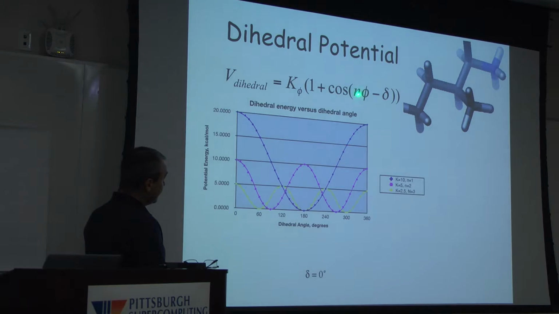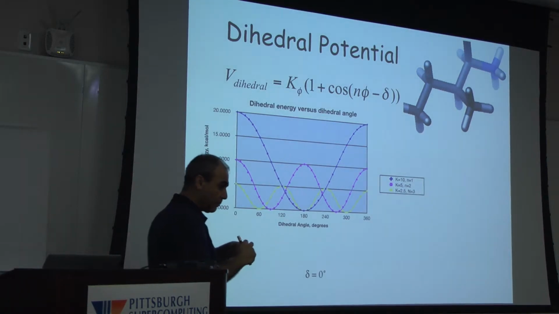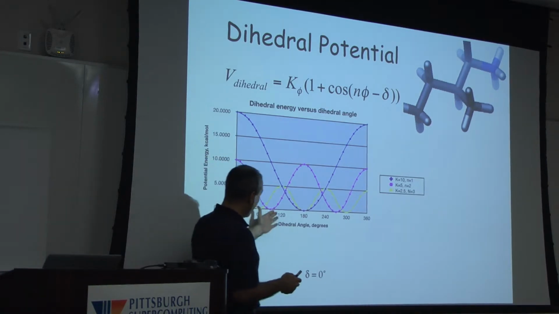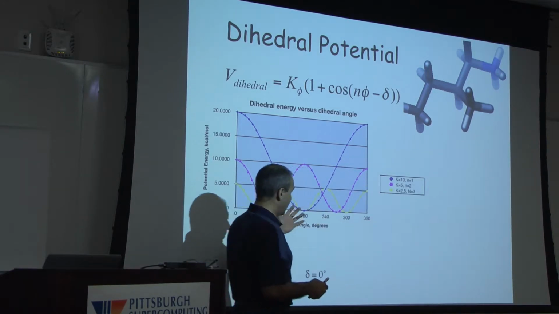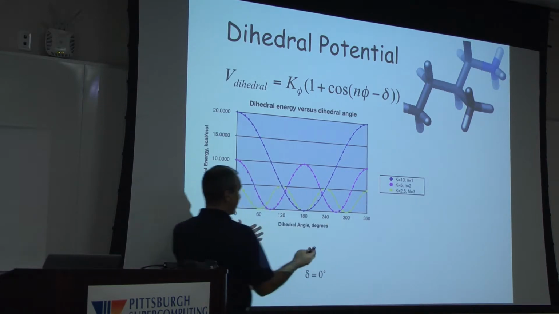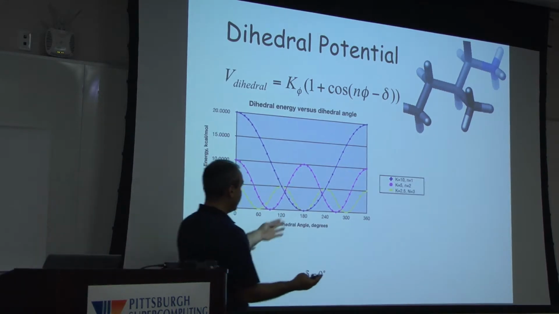And then the periodicity specifies how many times you will have a minima and maxima as you go through 2 pi rotation. So this is an example of n equal 1. Purple is an example of n equal 2. Let's say a cis-trans bond. I know that in reality they don't rotate, but this would be the proper way of describing their dihedral behavior, because cis and trans conformations are both minimum configurations separated by a barrier.